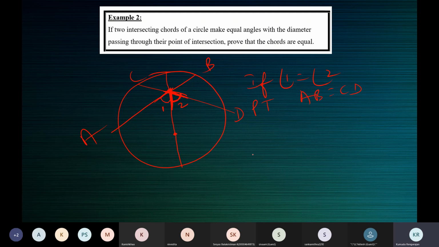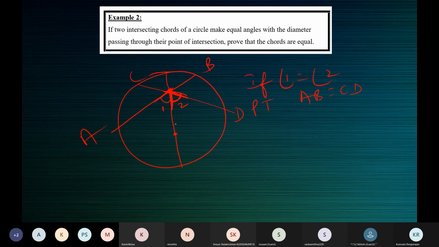Now, when we work with circles, the default construction is dropping perpendiculars from the center to the chords. Because it's unique. Whenever we work with this particular chapter, the default construction is drawing the perpendiculars from the center to the respective chords.